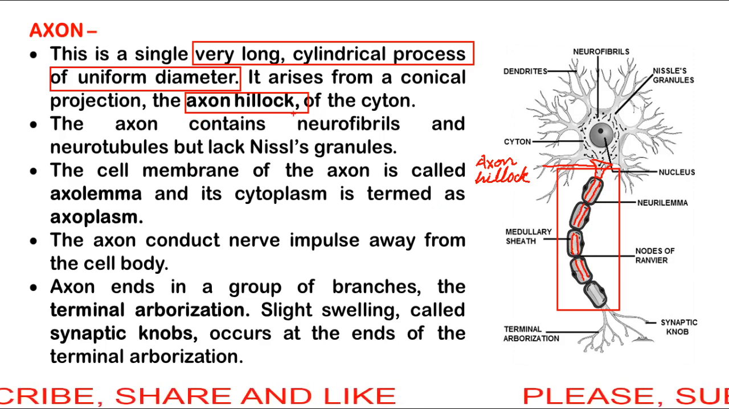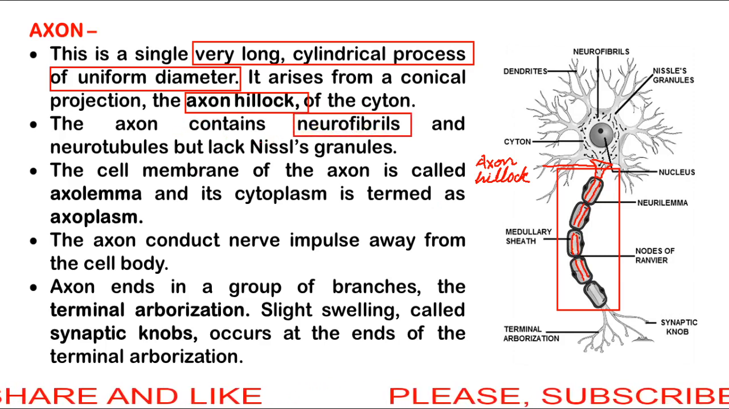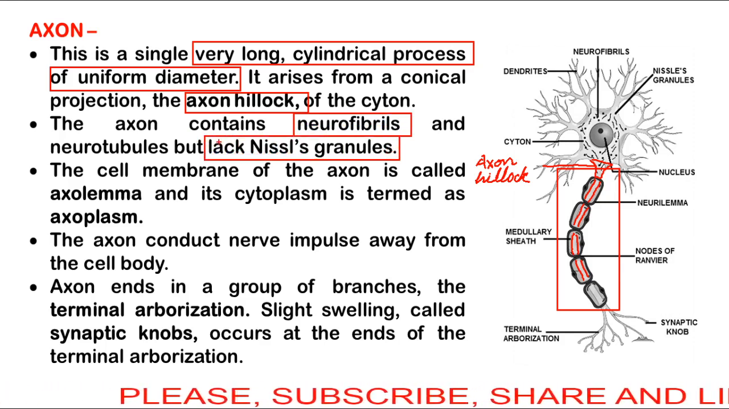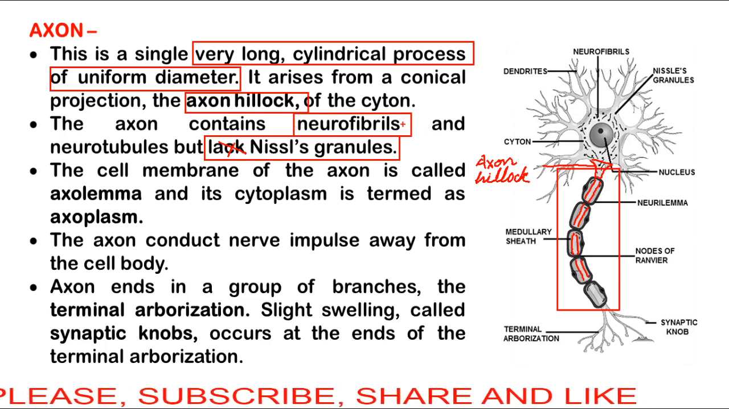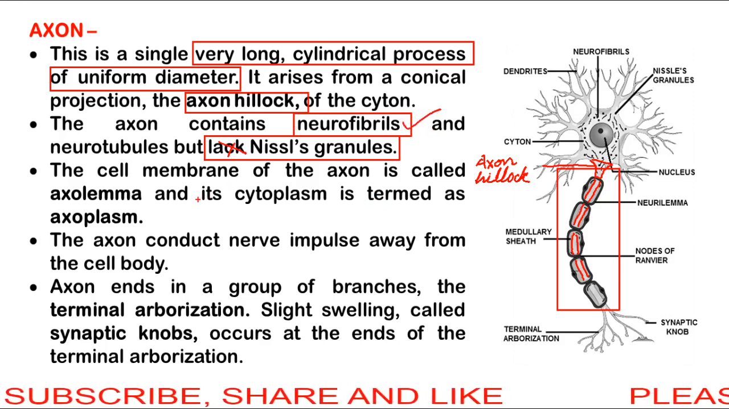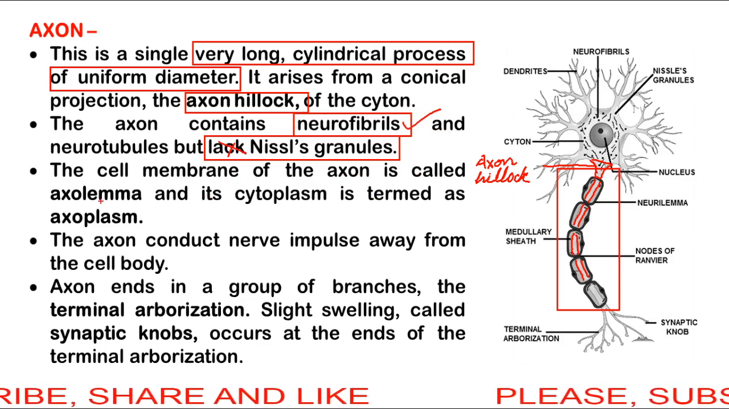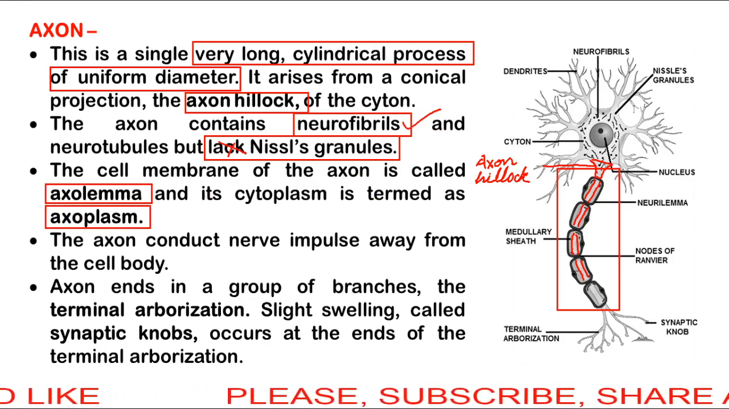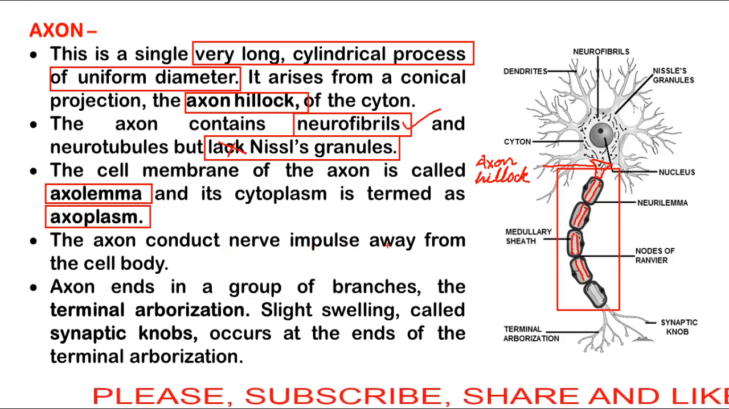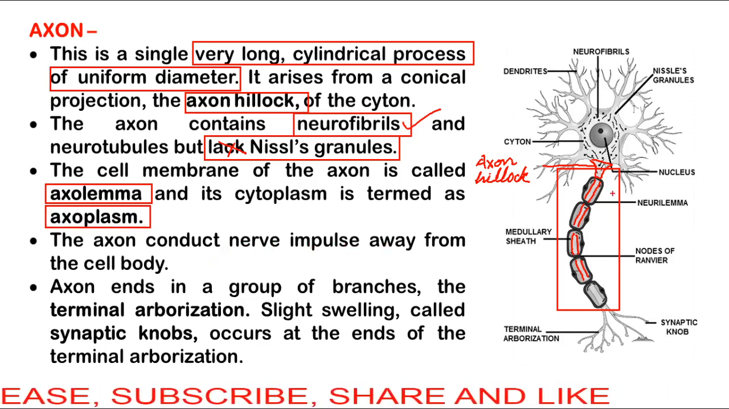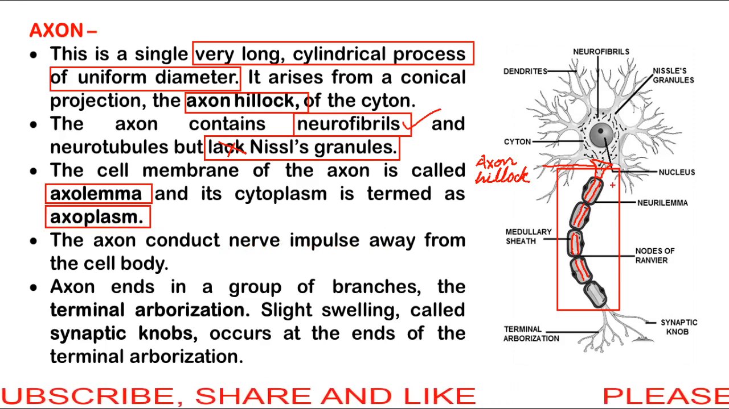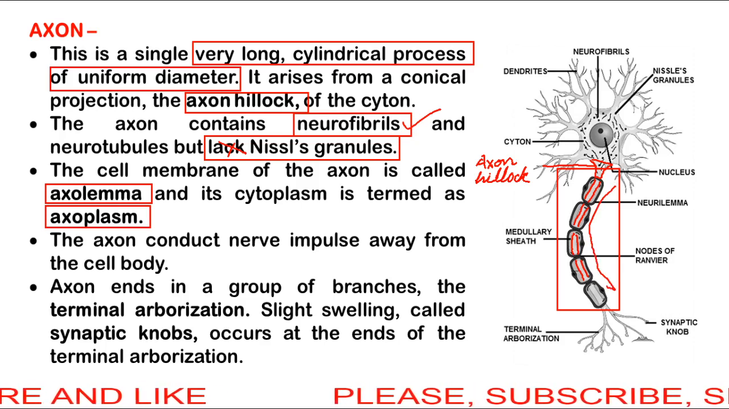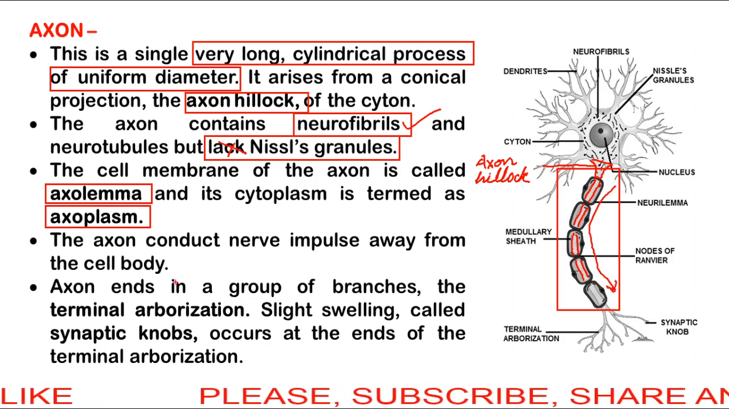Axons also contain neurofibrils, but lack Nissl's granules. Nissl's granules are not present here, but neurofibrils are present in the axon. The cell membrane of the axon is called axolemma, and the cytoplasm is known as axoplasm. The axon conducts the impulse away from the cell body. So in the axon, the impulse is conducted from the cell body towards the terminal arborization.